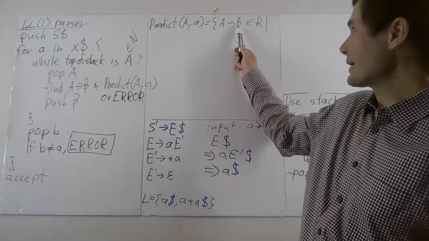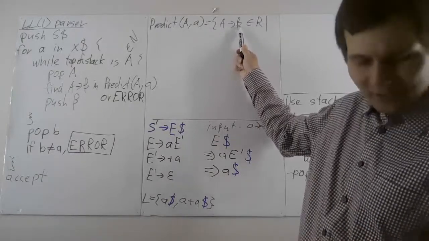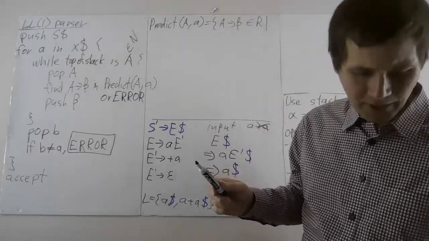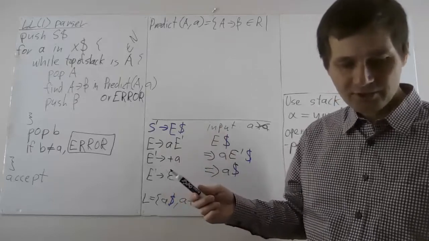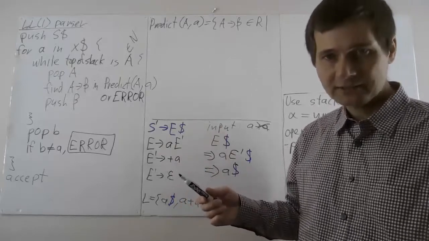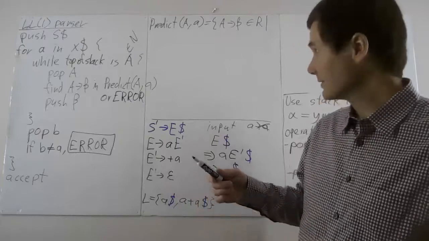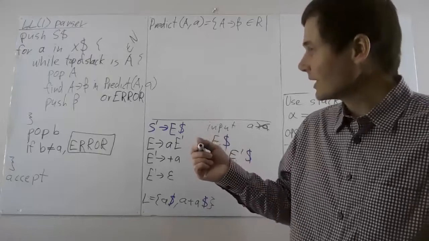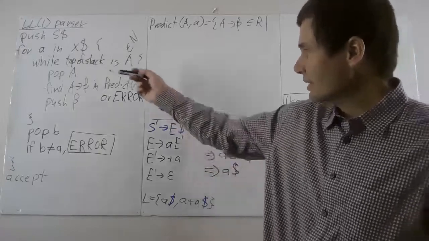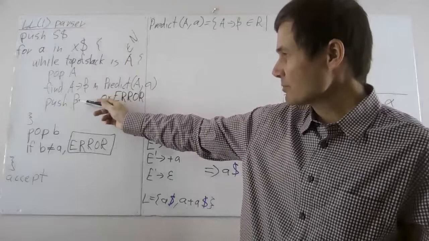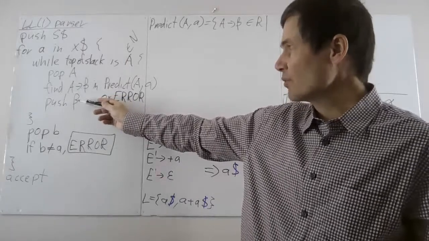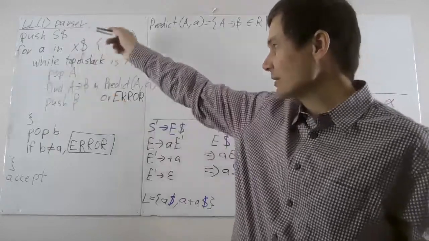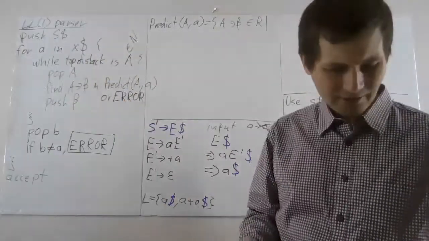So when is it not completely stupid, or when does it make some sense, to turn big A into beta? Well, maybe if beta starts with little a. That's a good time. But I'm actually going to expand that a little bit, because what could also happen is I push beta onto the stack, but what if beta starts with a non-terminal? Well, then this while loop is going to continue executing.